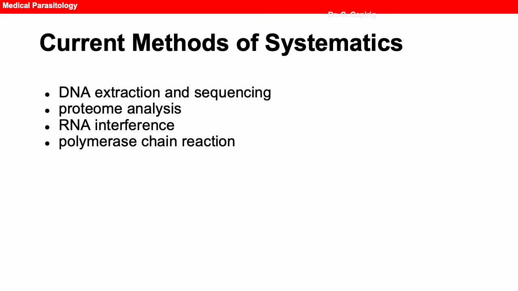The current methods of systematics would include DNA extraction and sequencing, proteome analysis, RNA interference, and polymerase chain reaction. So when we classify organisms, it's not just through their biological characteristics, the ones that we see, the morphologic characteristics, but also to the genomic level.